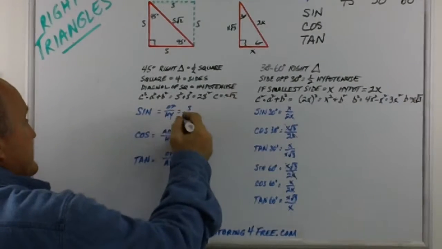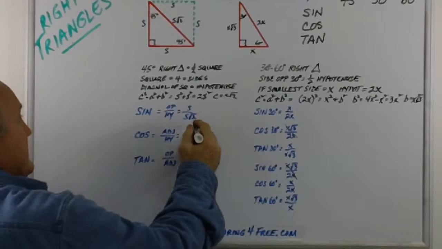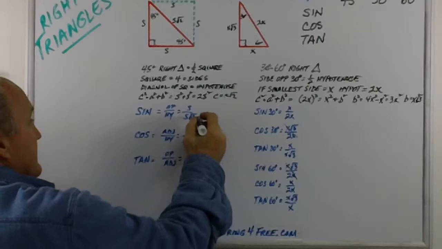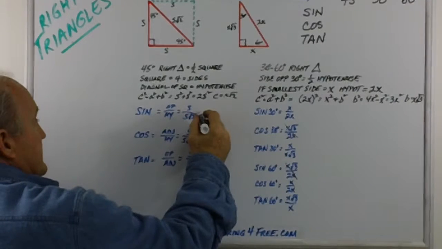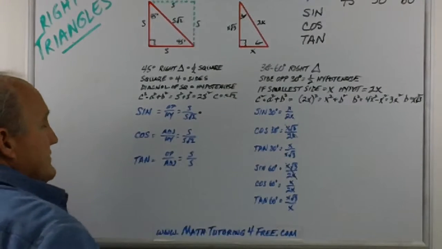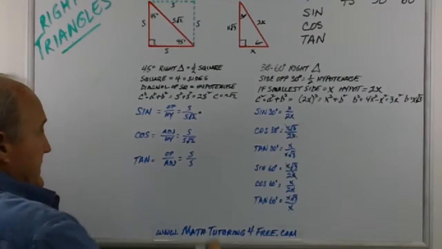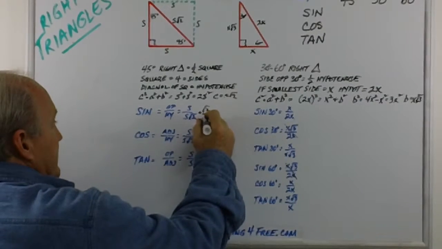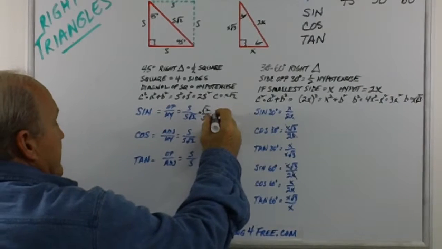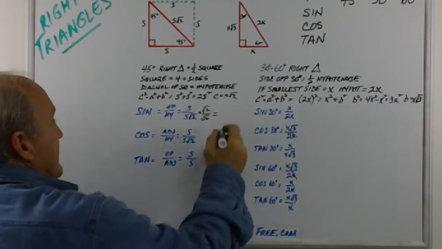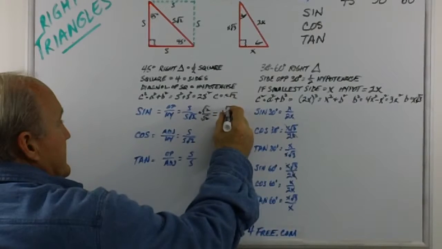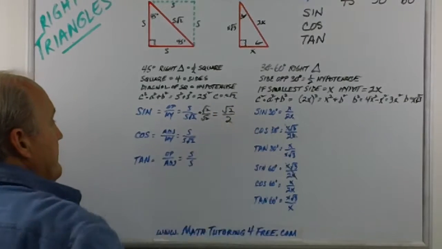Again, the sine is the opposite over the hypotenuse. The side opposite is S. The hypotenuse is S times the square root of 2. The S's cancel, but we can't have a square root in the denominator, can we? So we multiply by the square root of 2 over the square root of 2. Therefore the sine of a 45 degree angle is equal to the square root of 2 over 2.